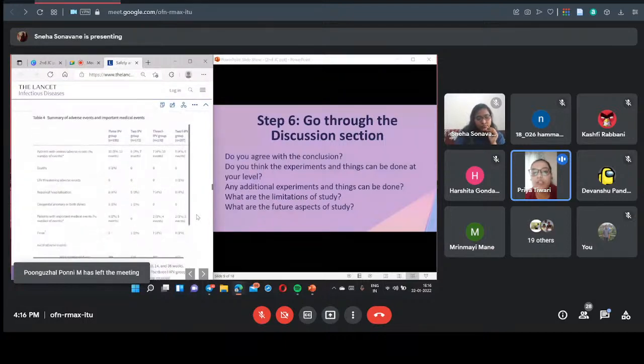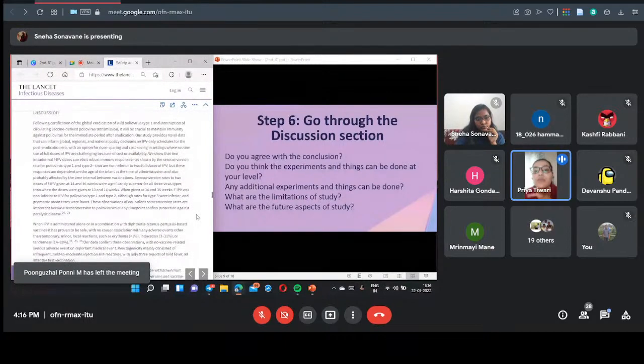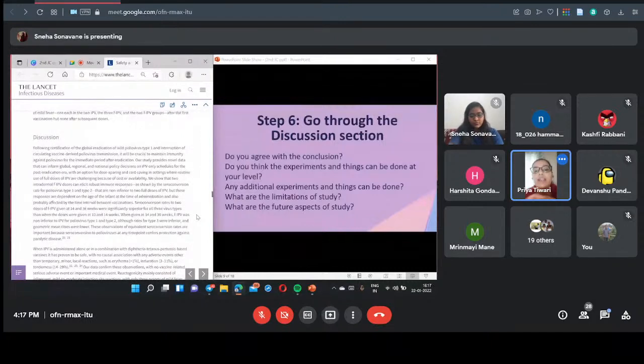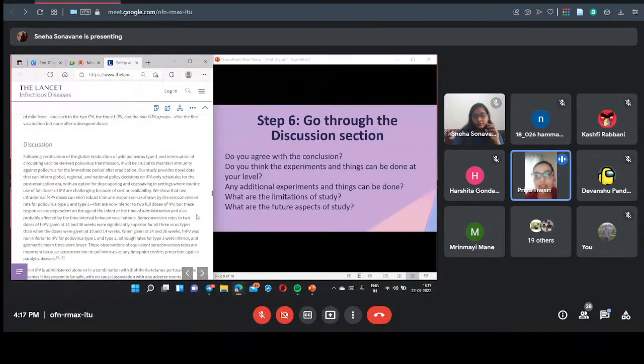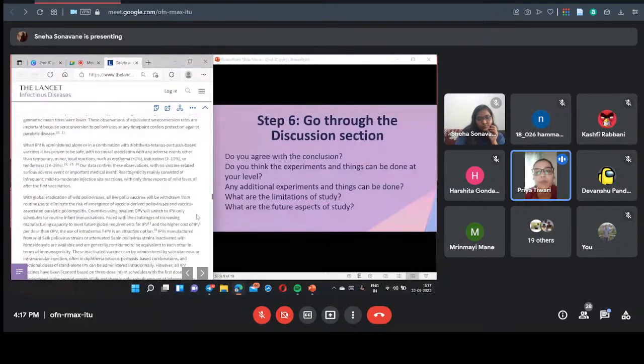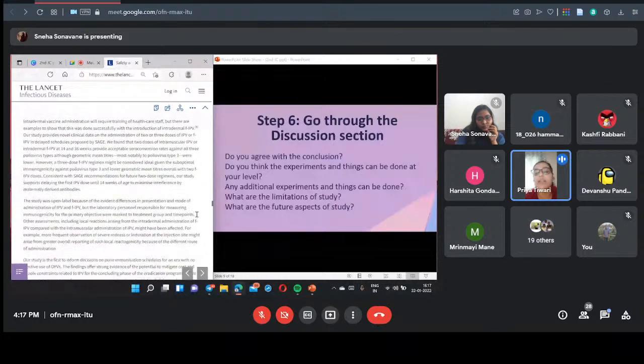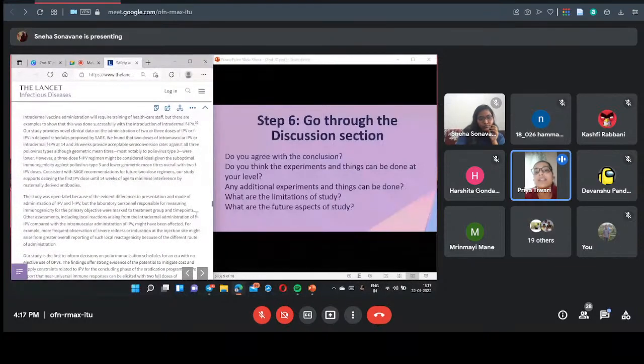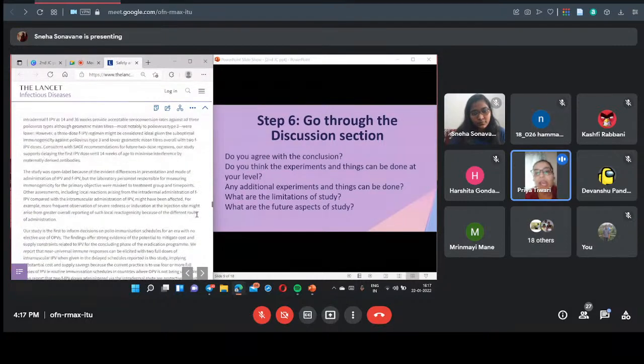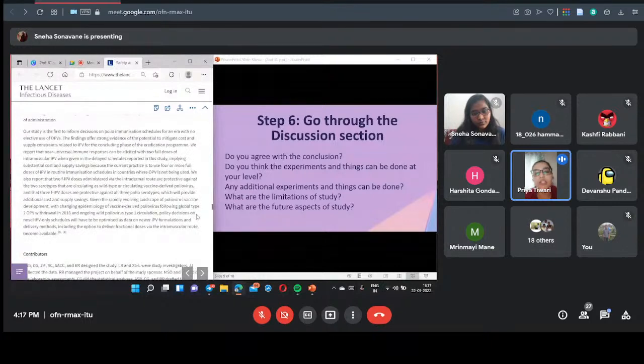Now you'll go through the discussion section. You'll read the discussion section entirely, and you will see whether you agree with the conclusions and the things which the author has written, and whether the experiments can be done at your own level, or whether there is any research gap you can find here, and any additional experiments that can be done. This is also the place where you can see the research gap and draw your own research question out of it. You will also read what the limitations of the study are and what the future aspects of the study are. Next.